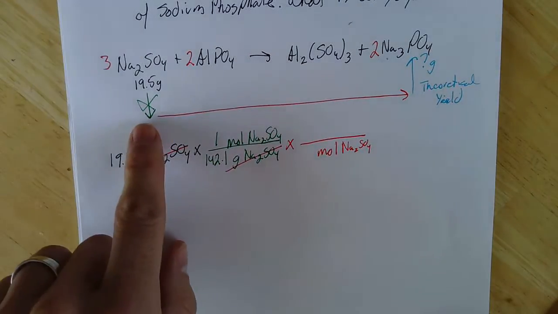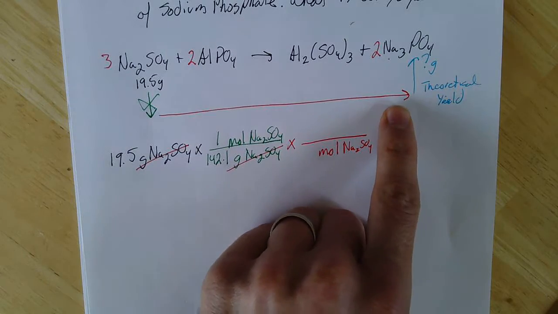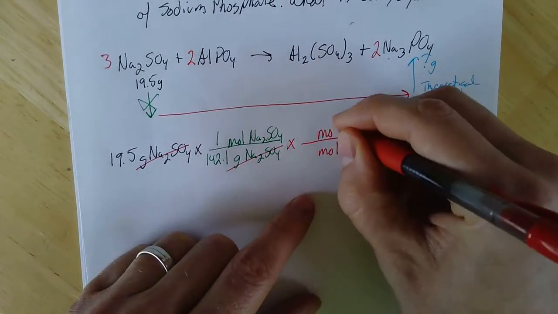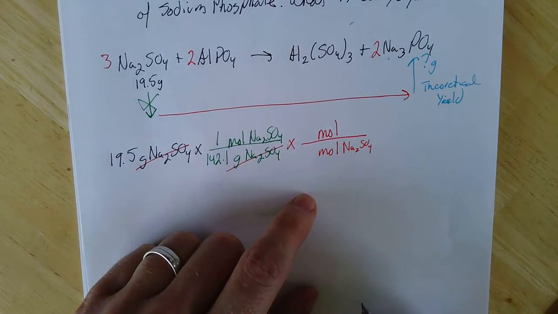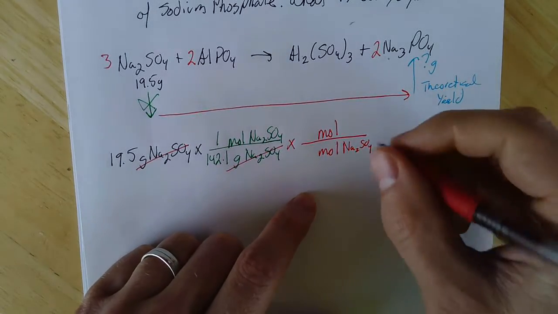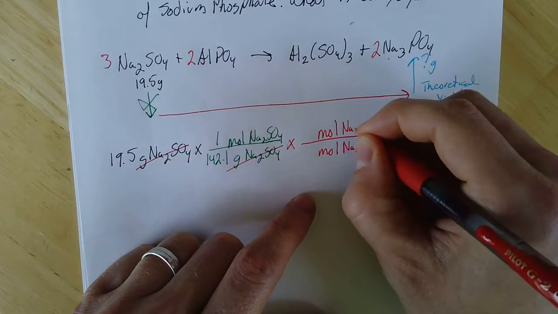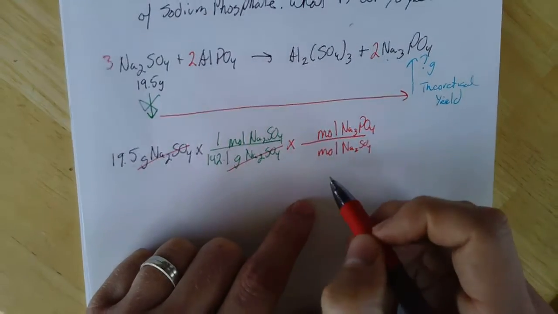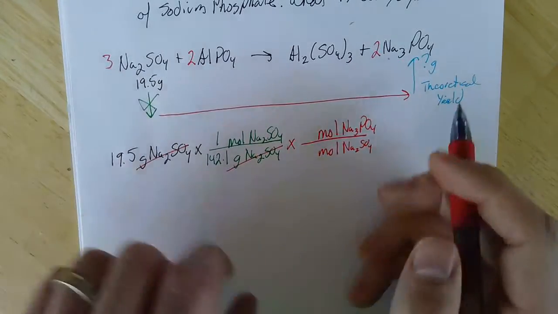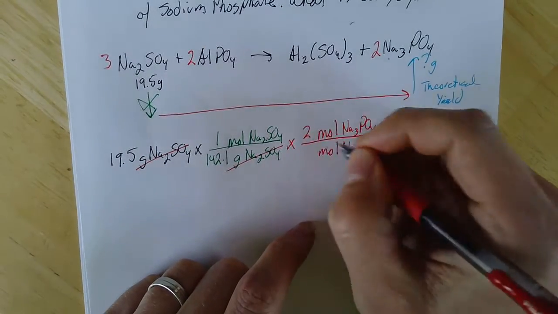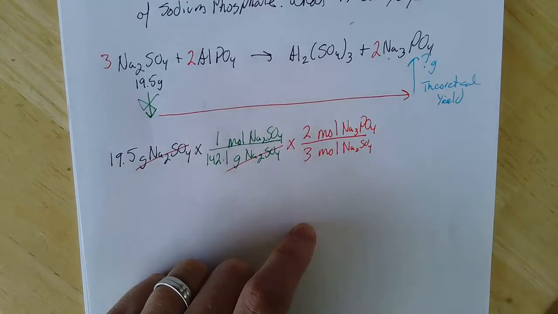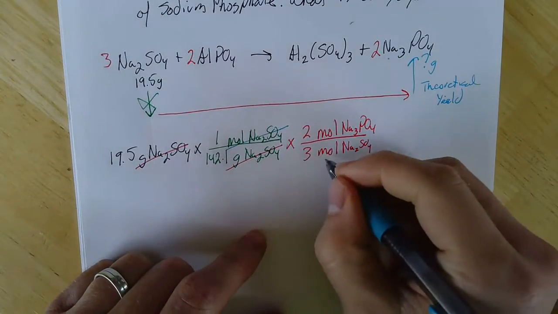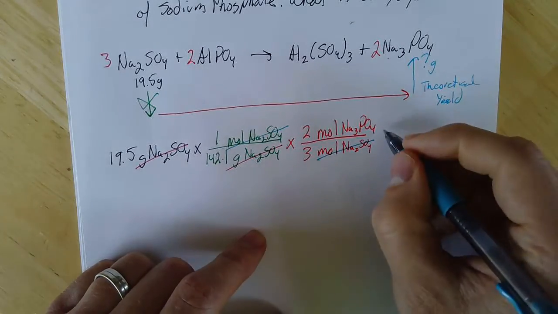Okay. What am I trying to get to? I'm going to go along my mole to mole ratio. So my moles are going to go on top, and I'm going to go up to my sodium phosphate, Na3PO4, right there. Here, my mole to mole ratio is always my coefficients. So put the 2 on top, put the 3 on the bottom. Awesome. All right, so I'm going to cross out what I just got rid of.